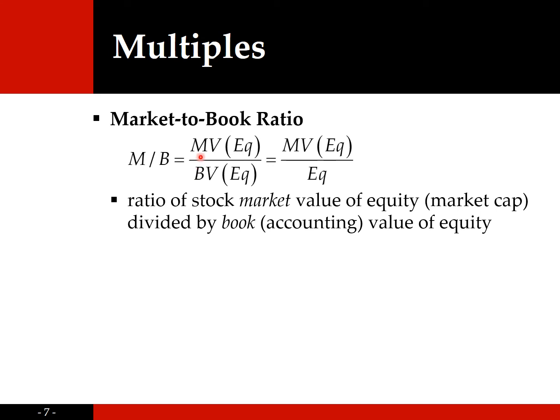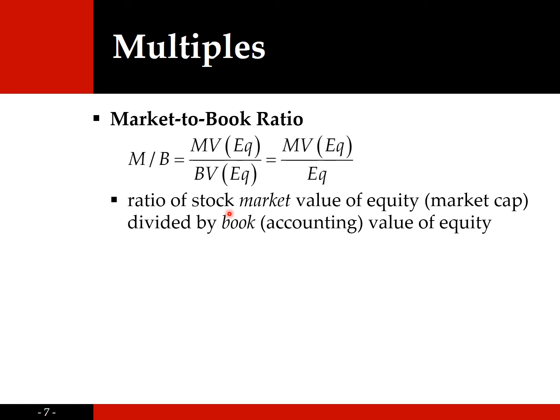Market value of equity is also called the market capitalization or the market cap, and it is defined simply as the share price multiplied by the number of shares outstanding. The book value of equity is simply the value of equity that we use in accounting, taken from the company's balance sheet. So we can say that the market-to-book ratio essentially compares two ways of measuring or estimating the value of the owner's stake in the company.